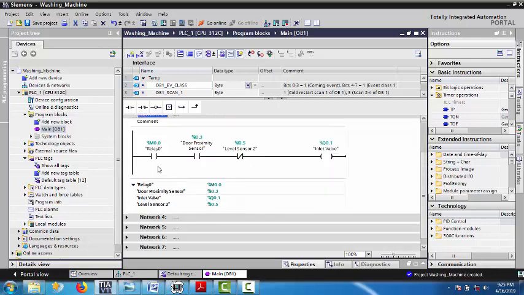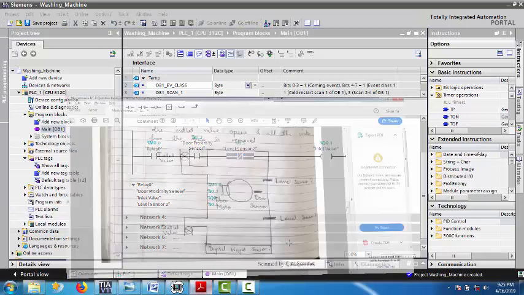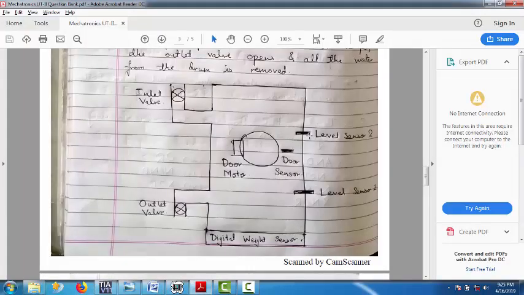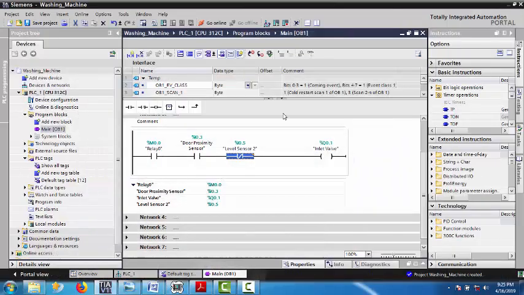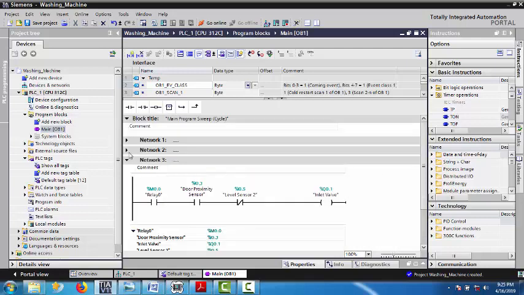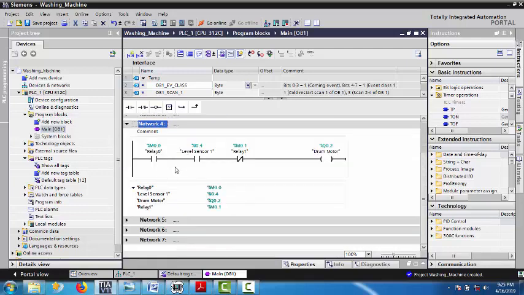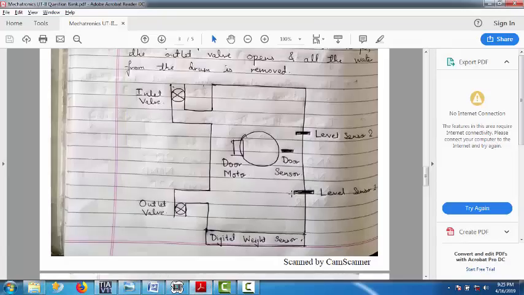Next, how will we know that the door is closed? Because of the door proximity sensor. As soon as the door is closed, the inlet valve opens and water starts filling into the washing machine. It will fill until it reaches level sensor 2. As soon as it reaches level sensor 2, the inlet valve will close. But as soon as the water reaches level sensor 1, what is going to happen?